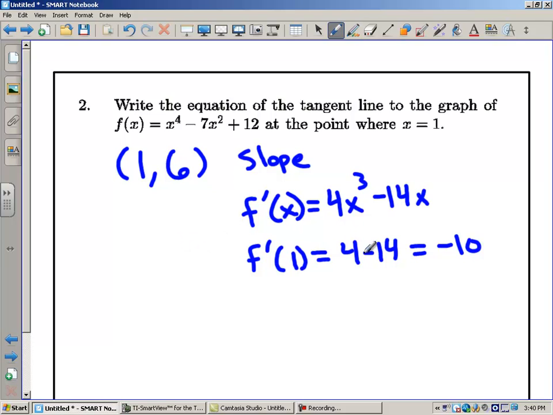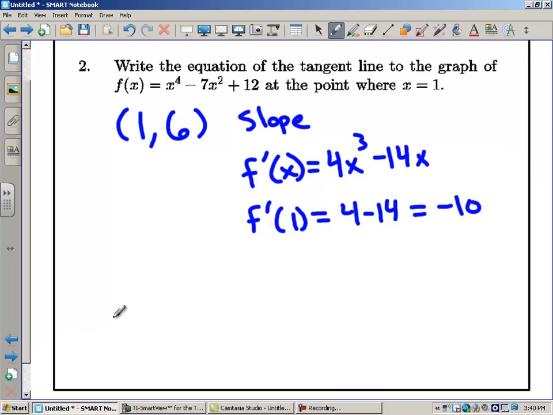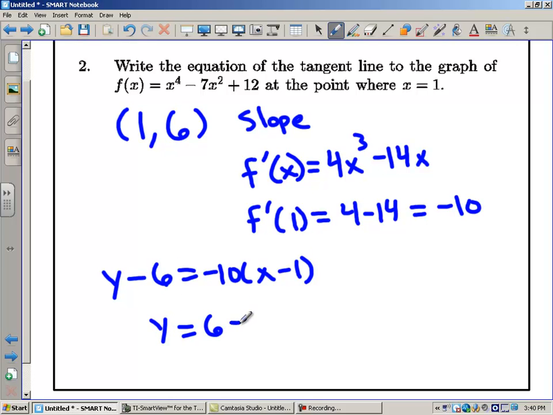So I now have a slope and I have a point. So my equation of my tangent line is y minus y1, which is your y coordinate, equals the slope times x minus x1. And of course, you could rewrite this by adding the 6 to both sides: y = 6 minus 10 times x minus 1.